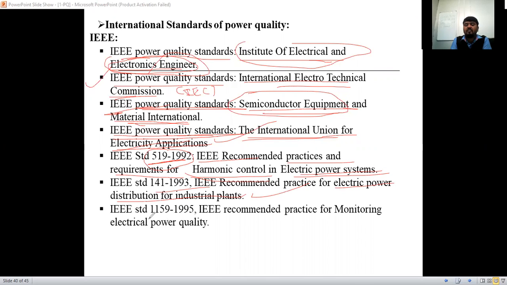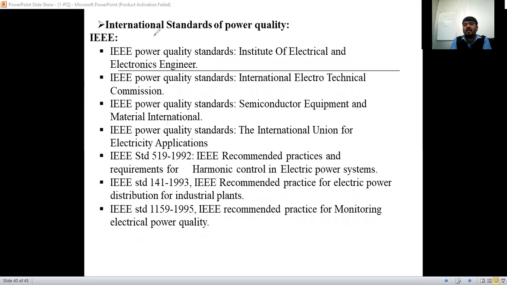In the year 1159 to 1995, the IEEE has recommended the practice for monitoring electrical power quality. How to monitor the electrical power quality? They have mentioned some standards in IEEE 1159 to 1995. So these many IEEE standards we have, any one we can use. Especially this one is related to electrical power quality.